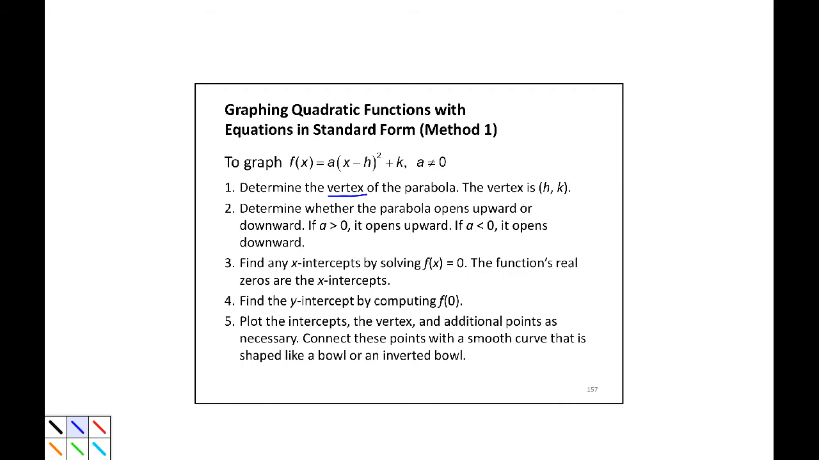Next, we find any x-intercepts by solving the equation f of x equals 0. This will be a quadratic equation, so we can apply the techniques from a previous section. The function's real zeros are the x-intercepts. Then we find the y-intercept by computing f of 0. We let x equal 0. And then last, we plot the intercepts, the vertex, and any additional points as necessary. Connect these into a smooth curve that is shaped like a bowl or an inverted bowl.